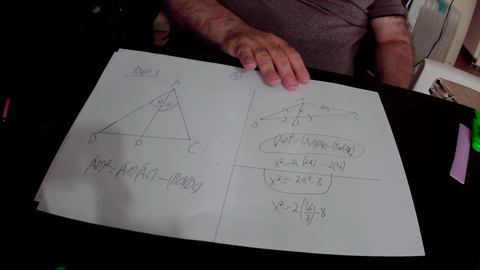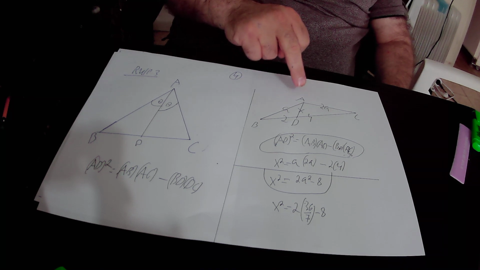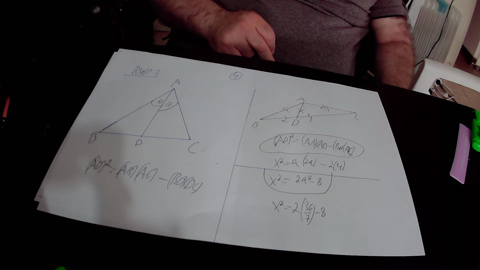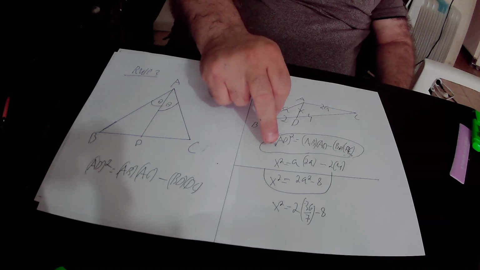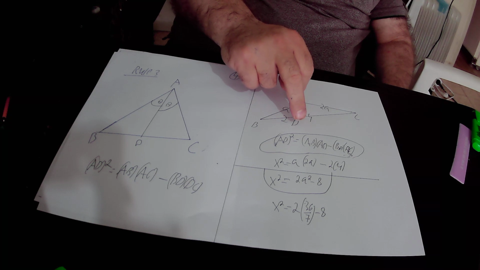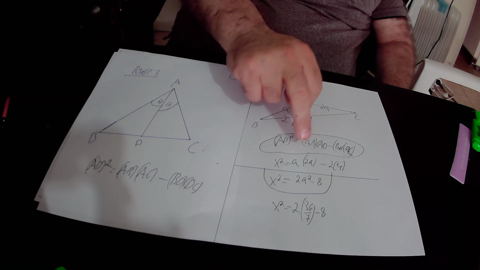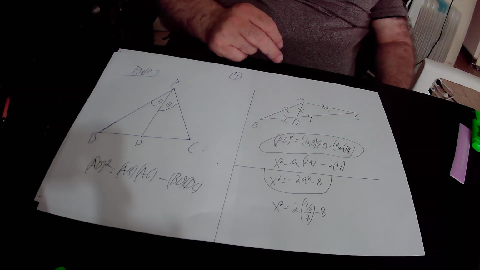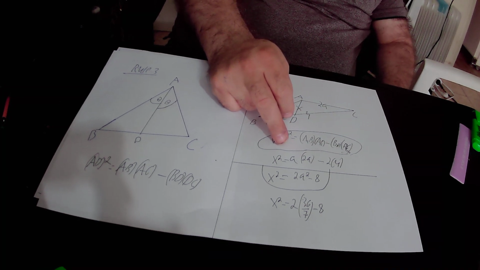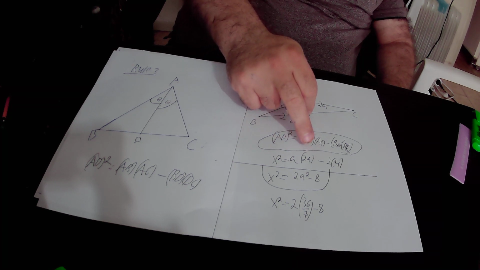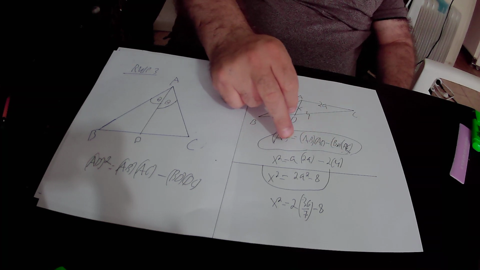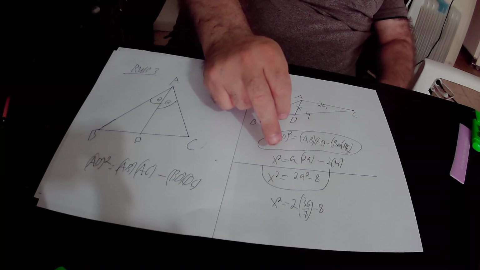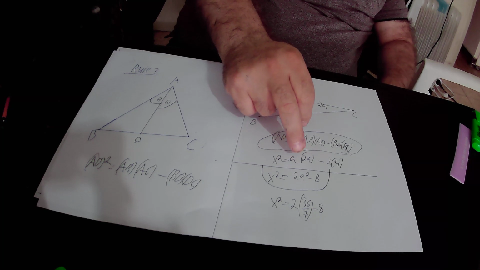According to rule number 3, here in triangle ABC we get that AD squared equals AB times AC minus BD times DC. AD is x, so AD squared is x squared, and it is equal to AB is a, AC is 2a, minus BD is 2 and DC is 4. So we found that x squared equals a times 2a minus 2 times 4. a times 2a is 2a squared, minus 2 times 4 is minus 8. So x squared equals 2a squared minus 8.